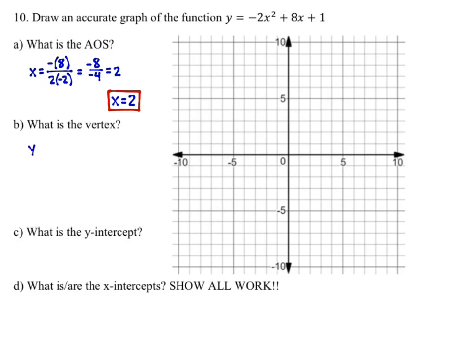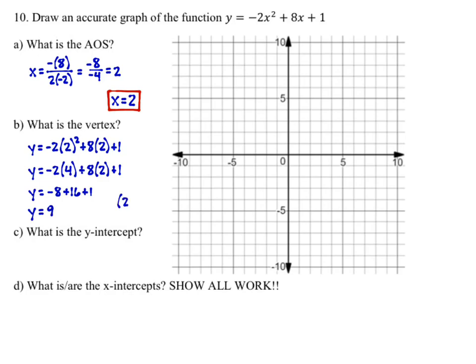For part B, we're going to take our axis of symmetry and plug it back into our equation. We're going to simplify that by squaring first, then multiplying, and then combining like terms. So our vertex is (2, 9). And then remember, our y-intercept is actually this last number, but because it's a y-intercept, it's a coordinate, so we have to write that as a coordinate. What is the x value? The x value is 0, and the y value is 1, so our y-intercept is (0, 1).